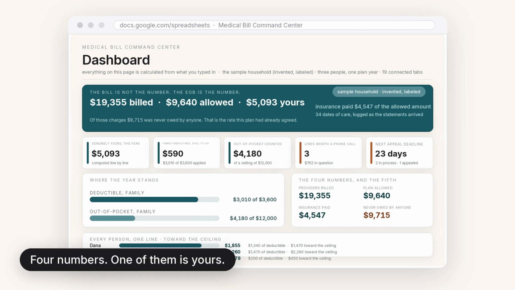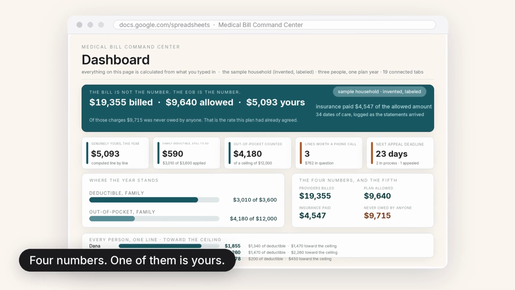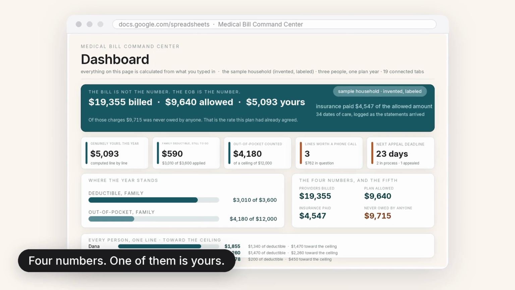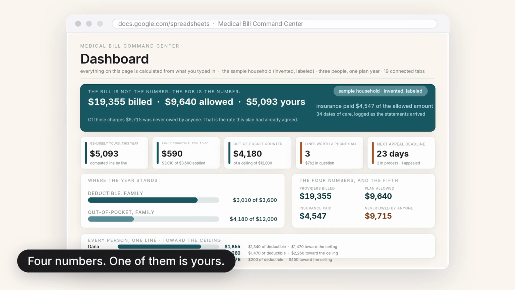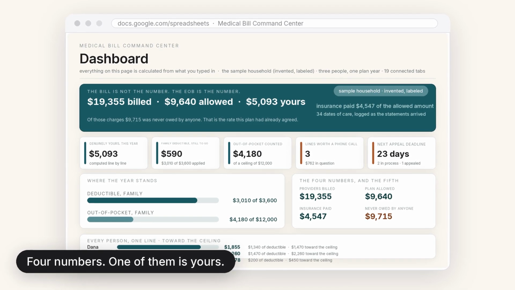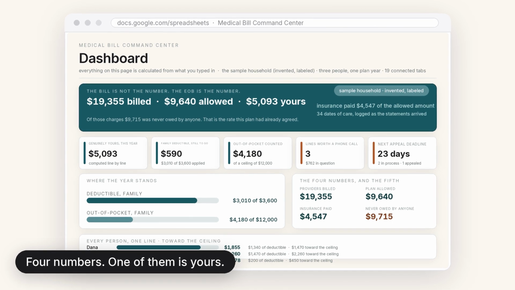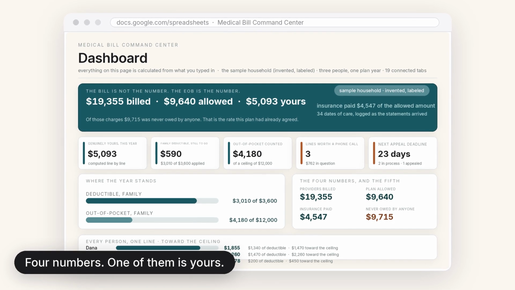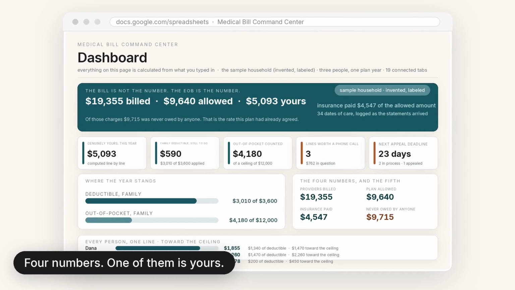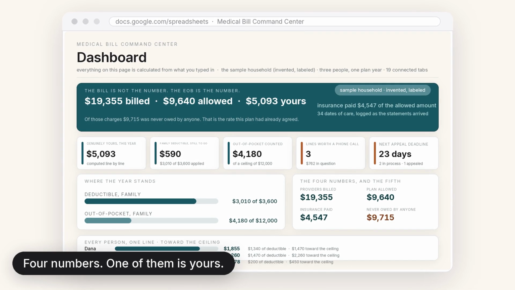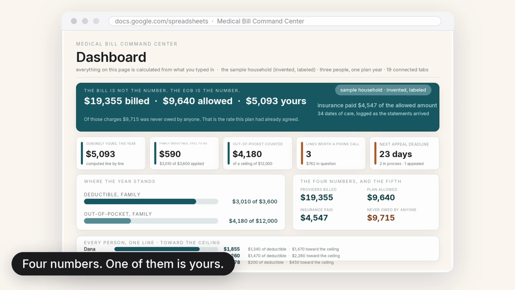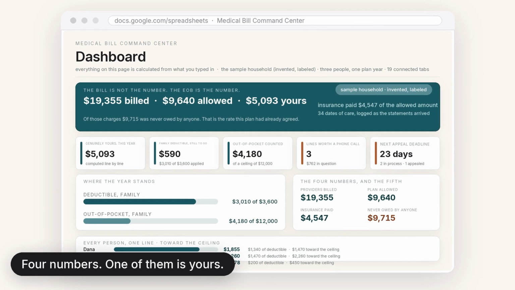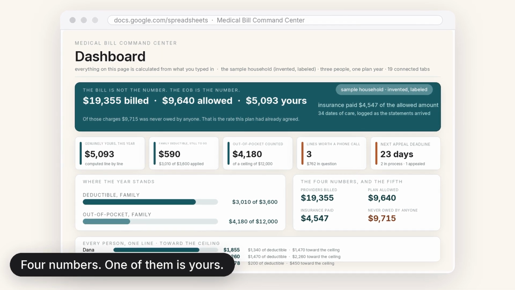Here is where it ends up. One sample household, 3 people, 34 dates of care in a plan year. Providers billed $19,355. The plan allowed $9,640. Insurance paid $4,547. And what is genuinely theirs to pay is $5,093, computed line by line.